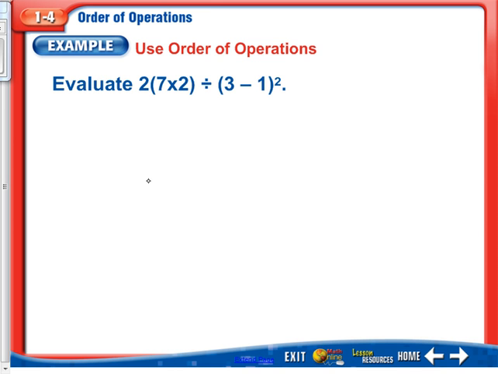All right, this one's kind of a complex one here, so let's again copy it down very carefully. We go 2 times, and we have parentheses, 7 times 2. We're going to divide it by 3 minus 1 squared. Over here I'm going to write the PEMDAS down.